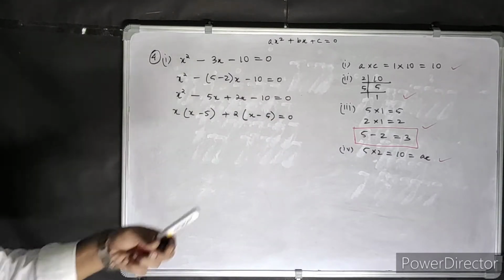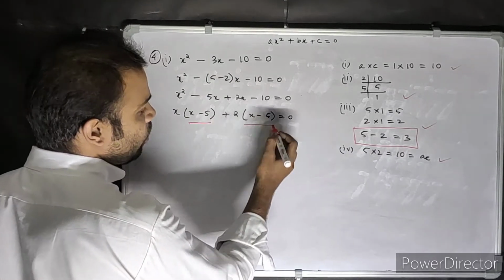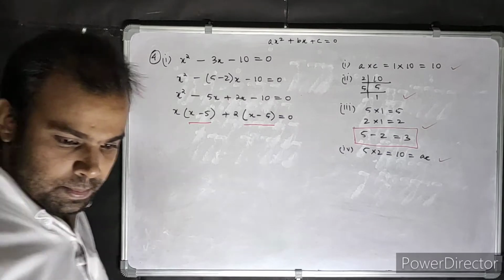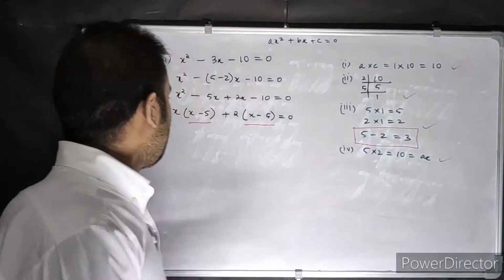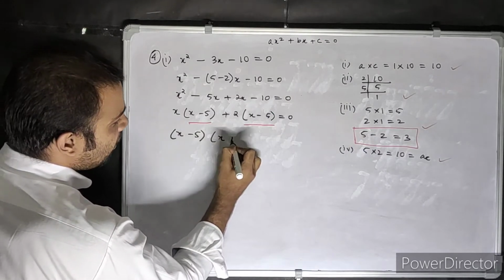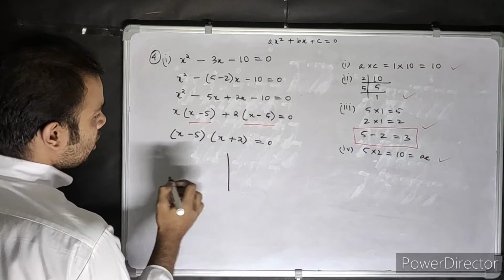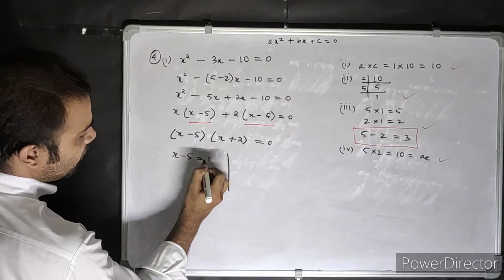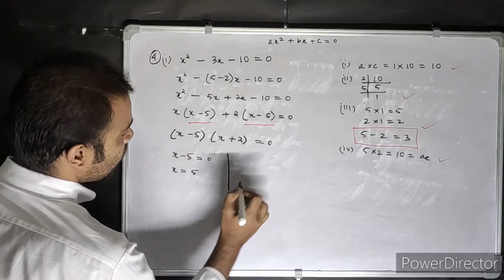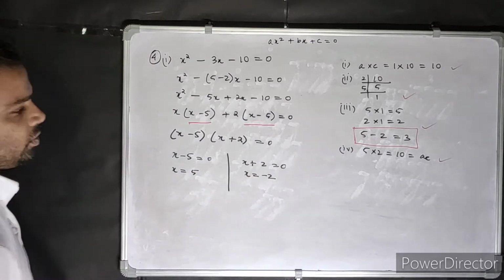Now you can see both these terms are same. If they are not, then what you're doing is wrong. Okay. So now what you do is x minus 5 and x plus 2 is equal to 0. Now we are going to do this: x minus 5 is equal to 0, then x is equal to 5, and x plus 2 is equal to 0, then x is equal to minus 2.